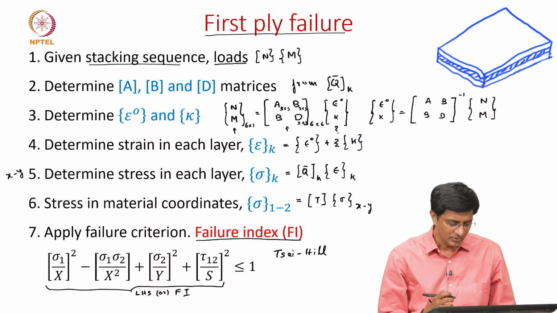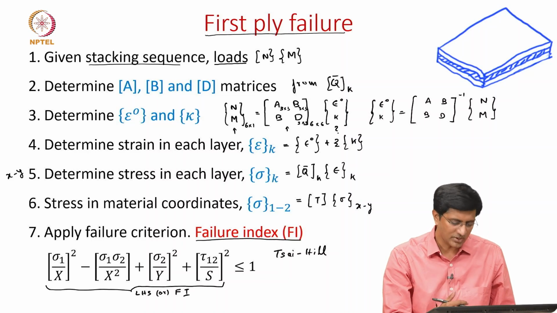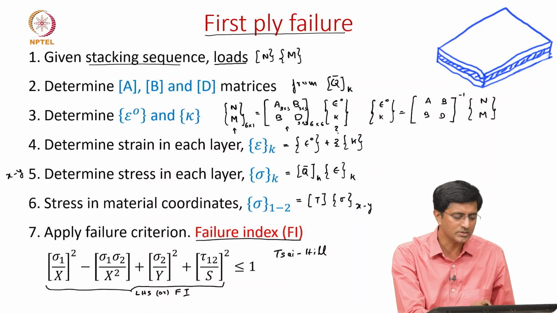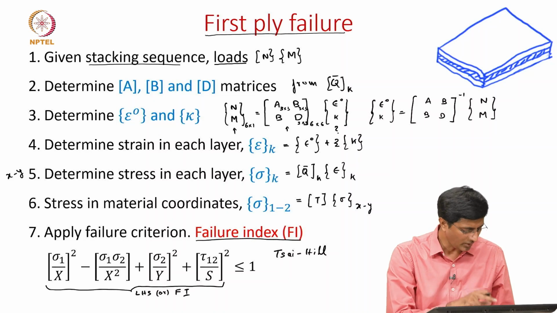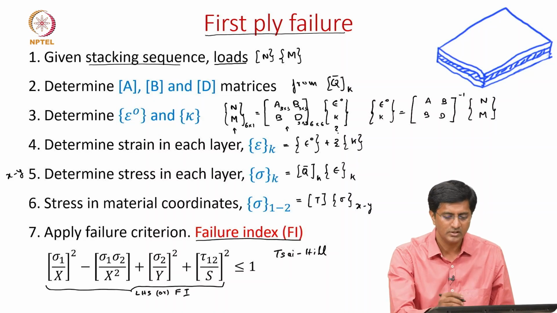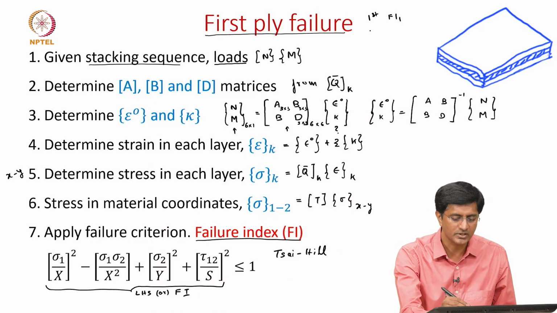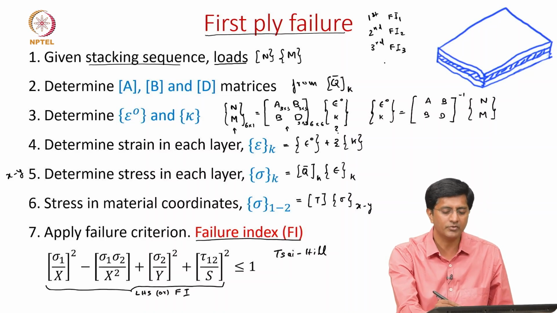Okay. So from these 7 steps, what are we able to do? We started with a laminate, and we said we know the stacking sequence and the loads. From this, we are able to come to the seventh step where we said for the first layer, what is the failure index? Let's say subscript 1 should give the failure index of the first layer. Similarly, for the second layer, failure index 2, and third layer, failure index 3. Let's say we are only looking at a laminate with 3 layers.